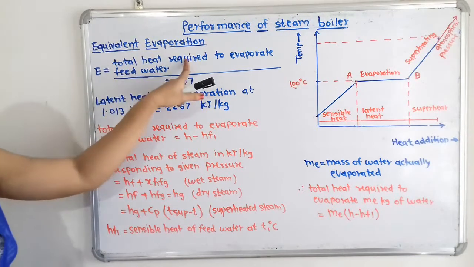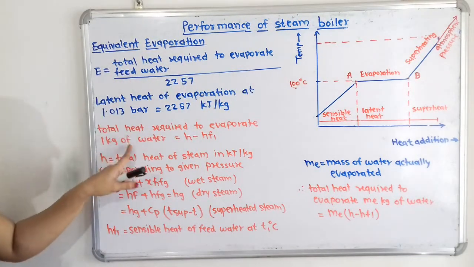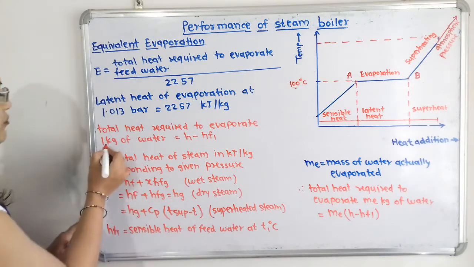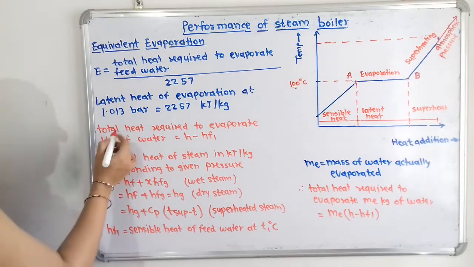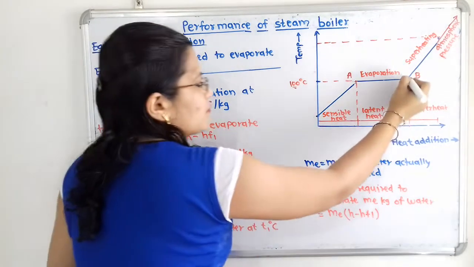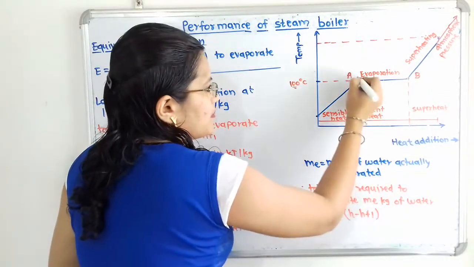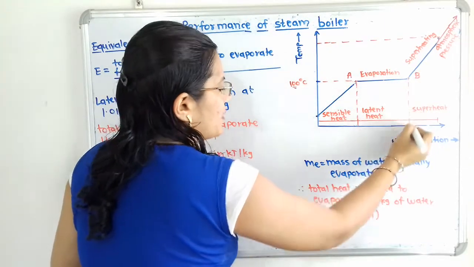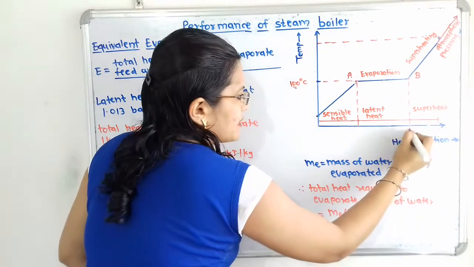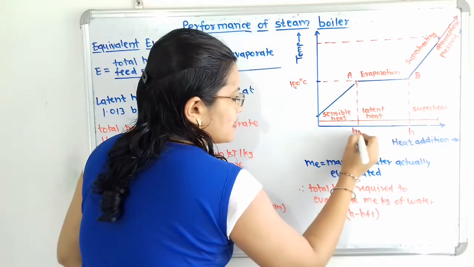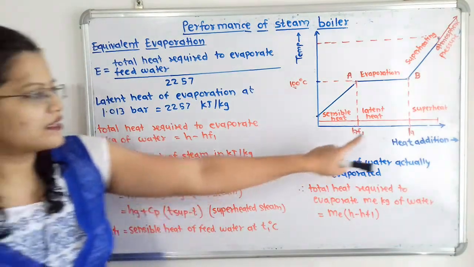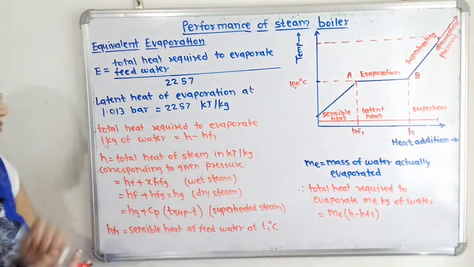Now what is the total heat required to evaporate 1 kilogram of feed water? So remember, here we have to take 1 kilogram of feed water. The heat required to evaporate 1 kilogram of feed water, that we have to take as the enthalpy difference. So enthalpy at point B, suppose we will say H, and enthalpy at point A, that is HF1. Now H is greater than HF1, so we have to take the difference H minus HF1.